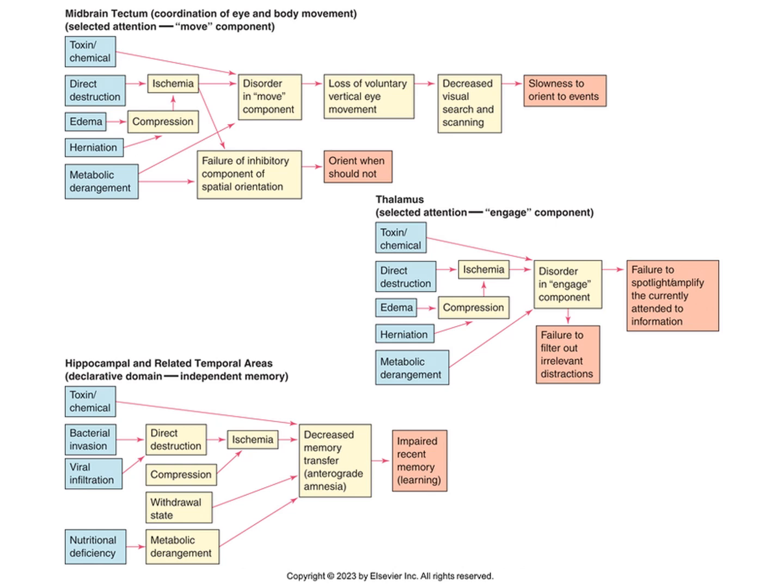These three systems, move, engage, and remember, must work in harmony for us to effectively interact with the world. When disrupted, we lose the ability to focus, shift, and retain information. Understanding these patterns helps us diagnose conditions like delirium, stroke, traumatic brain injury, and dementia with greater precision.